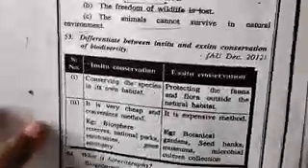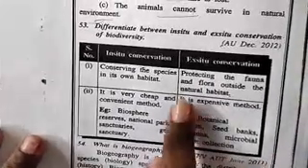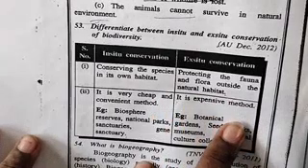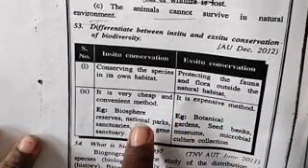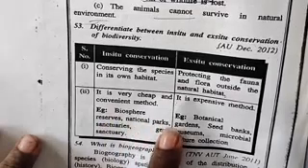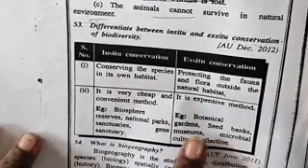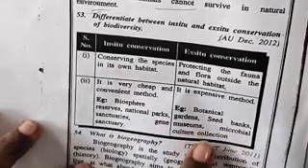Next, 53, difference between in situ and ex situ. In situ is conservation of species within its own habitat, very cheap and convenient. Ex situ is outside the habitat, an expensive method. Examples of in situ are biosphere reserves, national parks, sanctuaries, gene sanctuary. Examples of ex situ are botanical gardens, seed banks, museums, microbial culture collection.